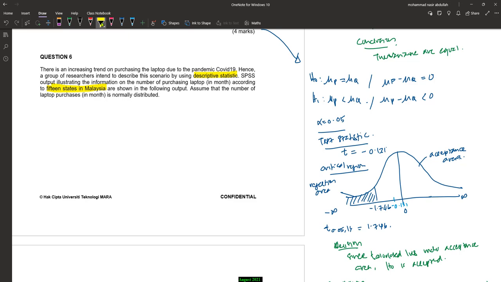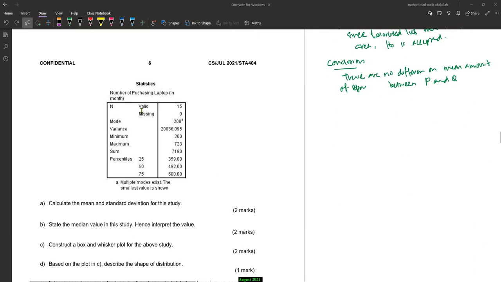So currently we have 15 states? I thought 14 only. Malaysian? Is it 14 states or 15 states? You also don't know. Are you Malaysian? Google to check, 15 or 14.